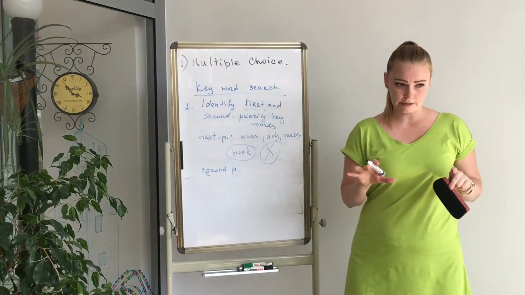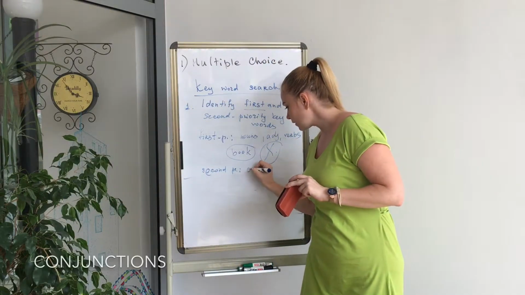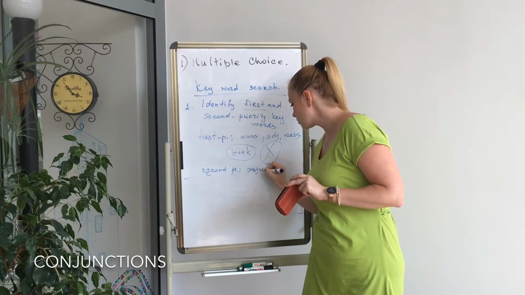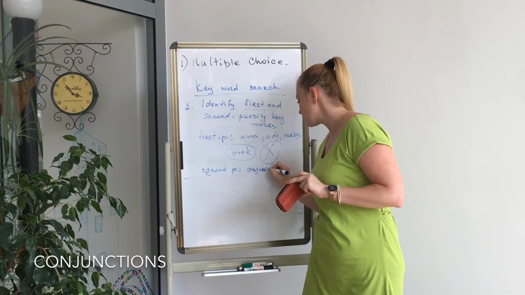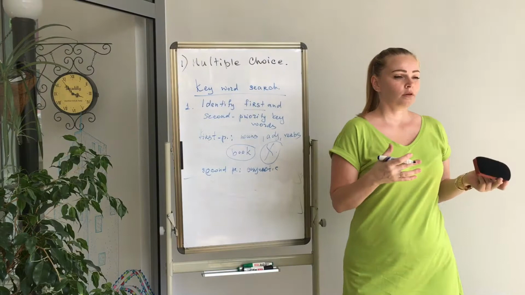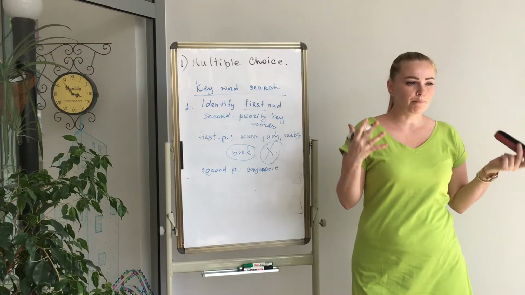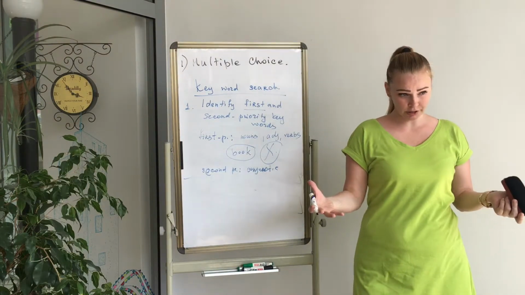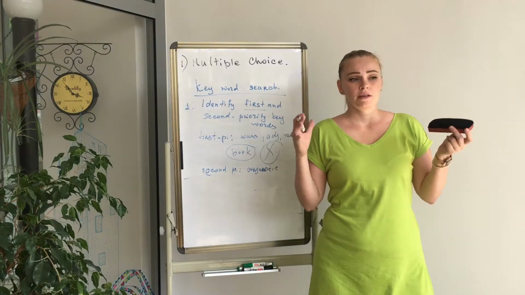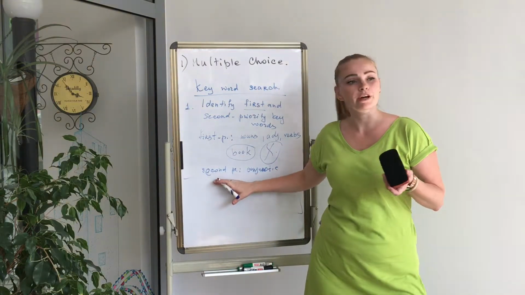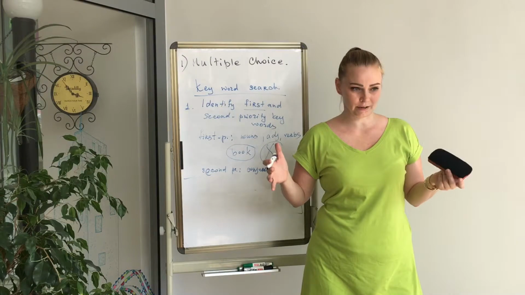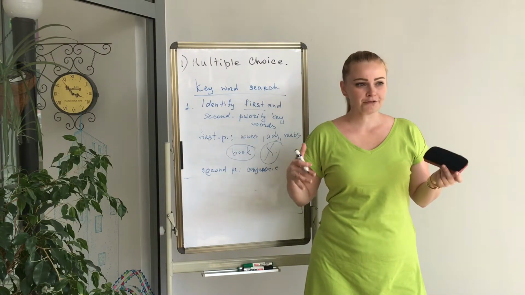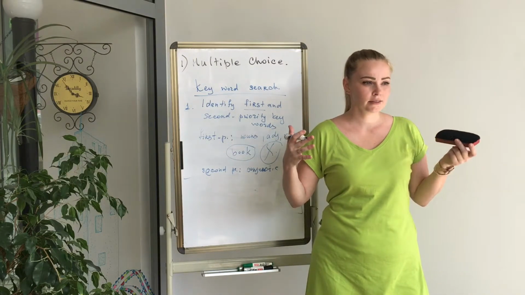Second priority words are going to be conjunctions, so, for example, words like but, and they're very important as well. And they are necessary, second priority keywords, they are necessary for checking if you found the correct sentence.